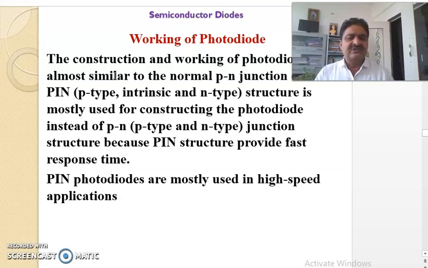Pin structure is mostly used for constructing the photodiode instead of PN junction structure because pin structure provides fast response time. Remember, pin structure provides fast response time. That's why pin photodiodes are mostly used in high-speed applications.